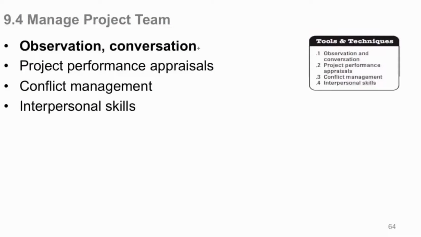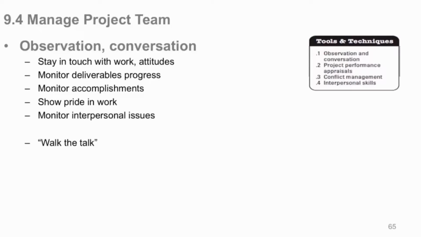Now that we have all those inputs, what do we do with them? How do we produce the outputs that we need? Well, again, observation and conversation. Now you're managing the team. You're walking the talk, right? You're staying in touch with the people. You watch their attitudes. Are they happy? Are they getting more upset? Are they withdrawn? Are they overbearing on other people? Whatever it is, observe, talk to them, see what they're thinking, how they're doing.